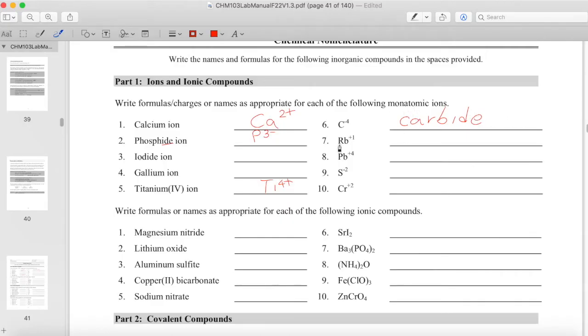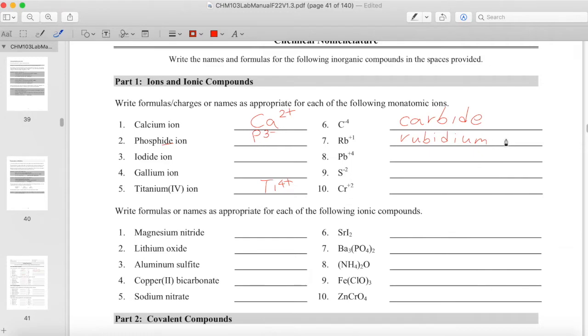Over here we have Rb with a +1 charge. Again, that positive charge should kind of give this away, or you could just look up the symbol Rb in your periodic table, and you see that it is a metal named rubidium. Now, because it's a metal, you don't have to change the name. The name just stays rubidium.